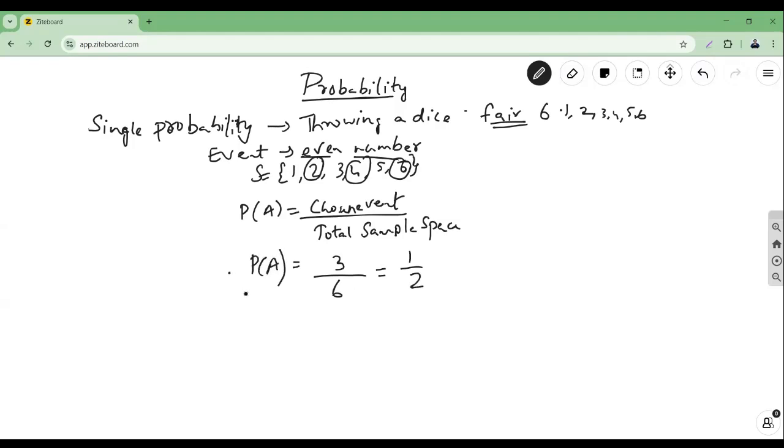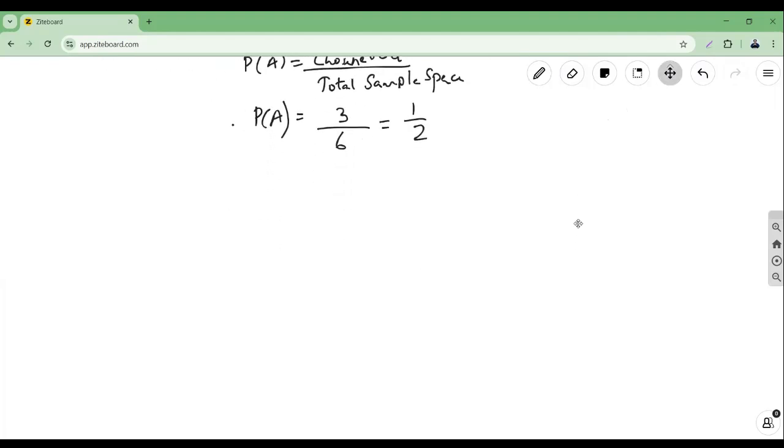That means I'm going to take a single event and find the probability. Now that is done. What if there are multiple events? Multiple events means, let me say, successive events. Successive events means what? I'm going to throw a dice, but not once. Throwing a dice two times, twice, one after the other. There's a difference between throwing two dice together and throwing a dice two times.